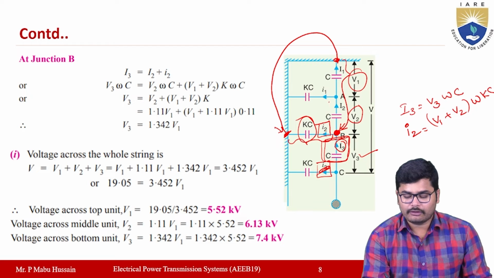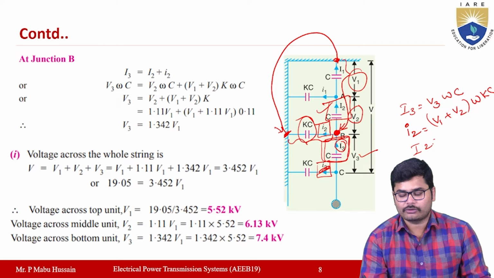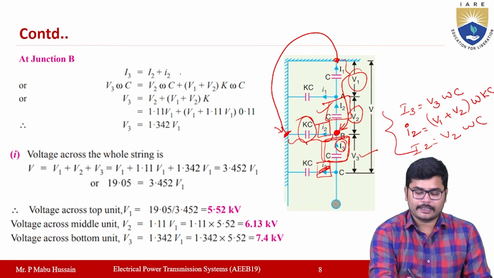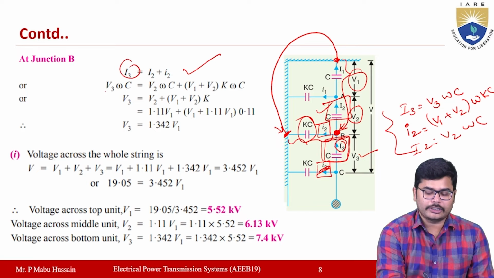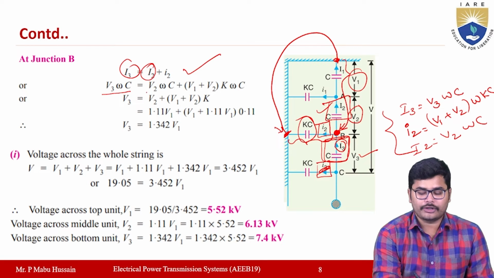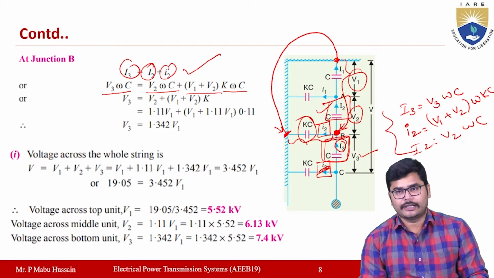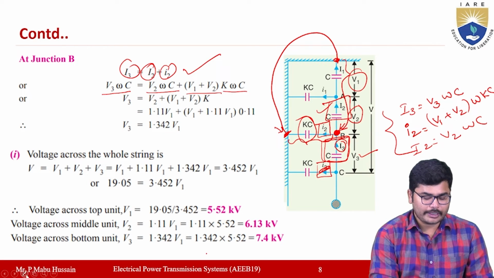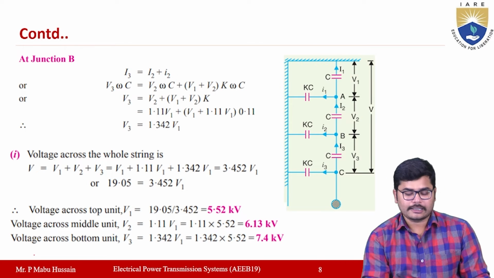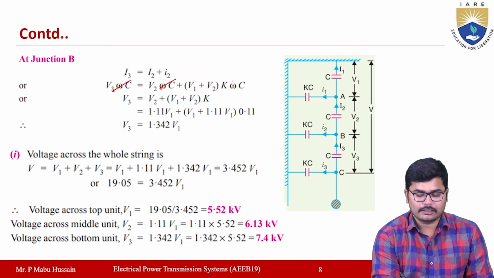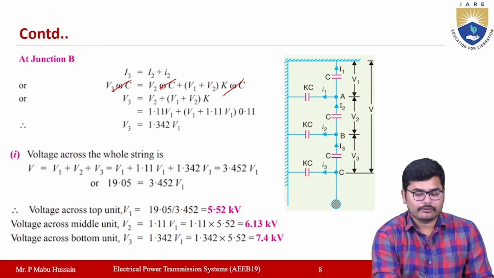Now the value of capital I2: capital I2 is the current flowing through this capacitance. Here capital I2 is equal to V2 into omega C. So all these equations you have to substitute again in this equation. So I3 is V3 into omega C, capital I2 is V2 into omega C, and small I2 is (V1 plus V2) into K omega C. Now you again have to cancel out omega C. So then V3 is equal to V2 plus (V1 plus V2) into K.